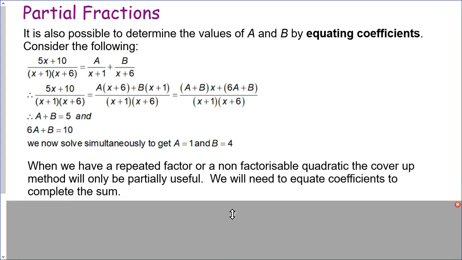Right, so when you have a repeated factor or a non-factorizable quadratic, the cover-up method will only be partially useful, pun intended. We will need to equate coefficients to complete the sum. So you do need to know this method as well.